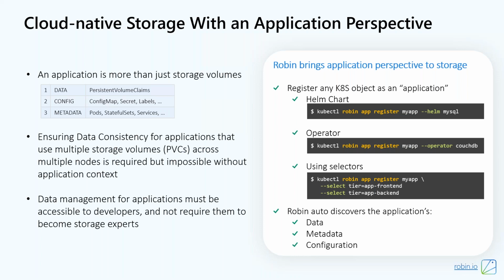So as you can see on the screen, these are simple single commands that you would run to register an application with Robin. And now Robin will auto-discover the application's components, including data, metadata, and configuration, and it will give you a single entity that you can manage going forward. Right, so we have solved two problems so far. One is we have created a multi-cloud layer. The second one is we have created an application construct to wrap all of the components in a single entity, right? Are we good yet?